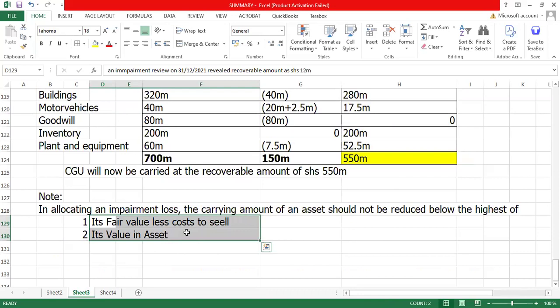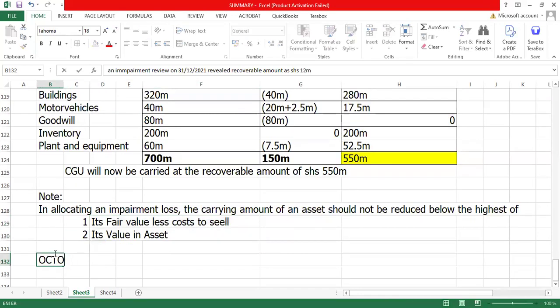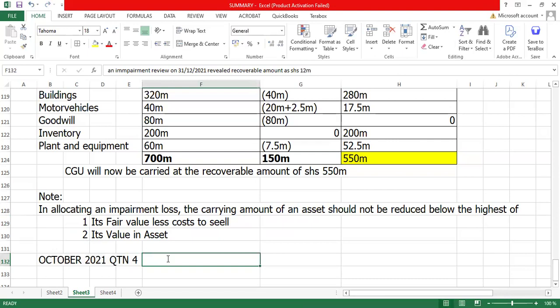Okay. So colleagues, I think that's all. Question to guide: October 2021, Question 4. This is the FR paper.